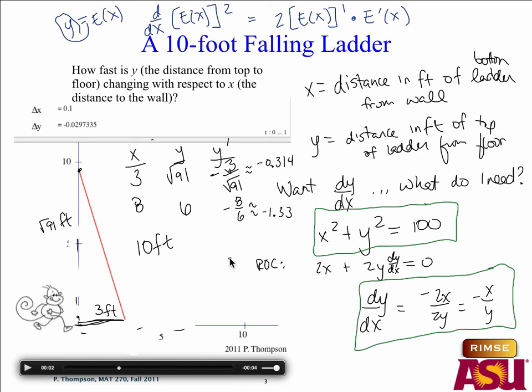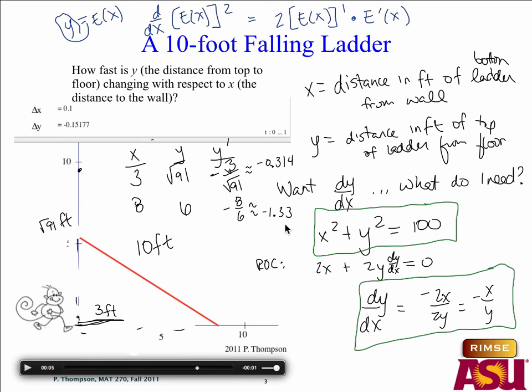Now, what does that mean? Give me a meaning. So now we're about here. Yes? Times as much. Yeah. So if the ladder slides away from the wall just a little bit more, then the top of the ladder will slide down the wall 1.33 times as much.